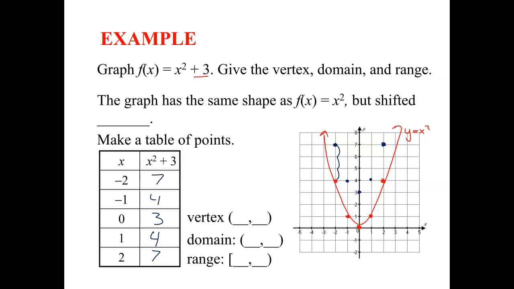So I took my parent function and I shifted it, which direction? Up. How far? 3 units. That's what that plus 3 means. I'm going to shift it up 3 units. I'm going to take every single point on that line and move it up 3 units. And that's my new function. f of x equals x squared plus 3.